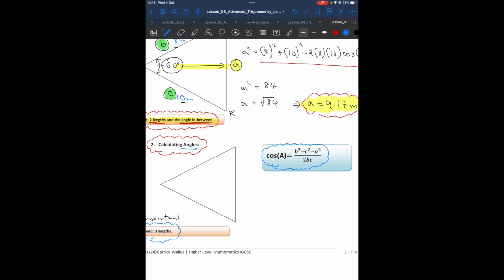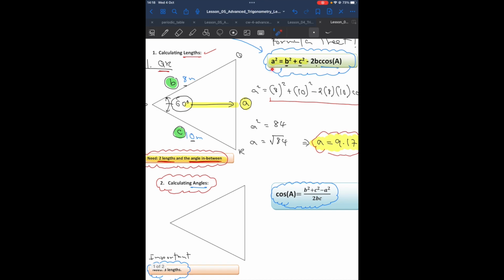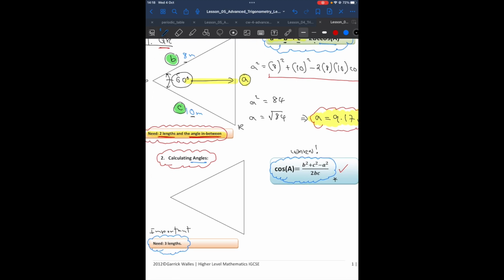Now, this formula here, cos A equals b squared plus c squared minus a squared all over 2bc, is the same as the formula above. A squared equals b squared plus c squared minus 2bc cos A. All we've done is we've rearranged that formula to give us this formula for working out an angle. Now, I'll show you how to rearrange this formula later on, but for the time being, you'll just need to learn it or use your notes when you're doing the questions to copy the formula down.